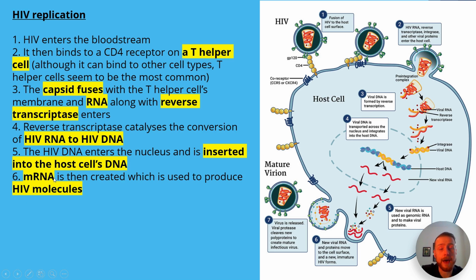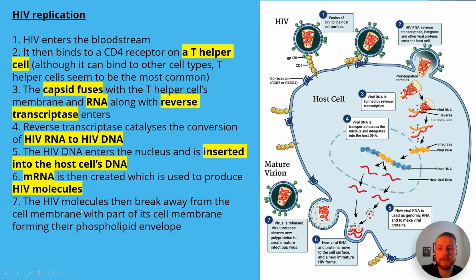Now number 6, the mRNA is then created, which is used to produce HIV molecules, and we can see them in red there. So that DNA has been transcribed into HIV RNA, and that's then moving through the cell out of the nucleus. So number 7, the HIV molecules then break away from the cell membrane, with part of its cell membrane forming their phospholipid envelopes.